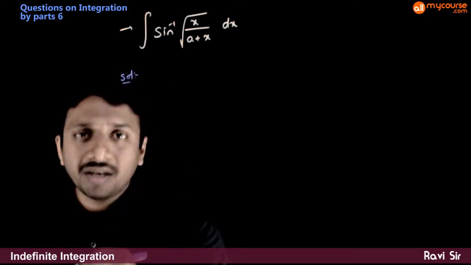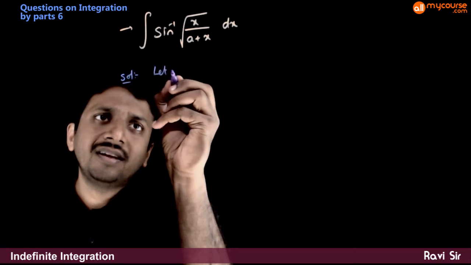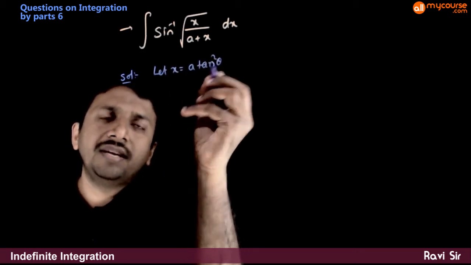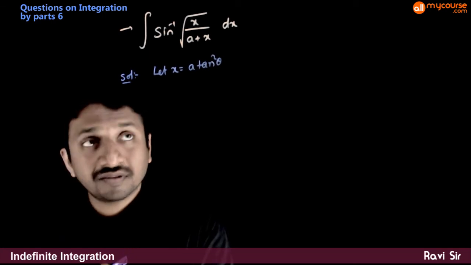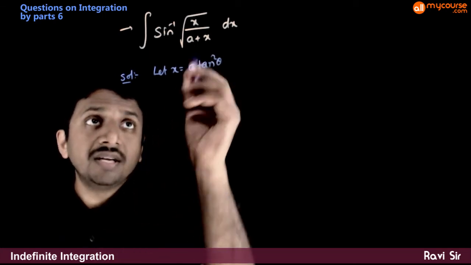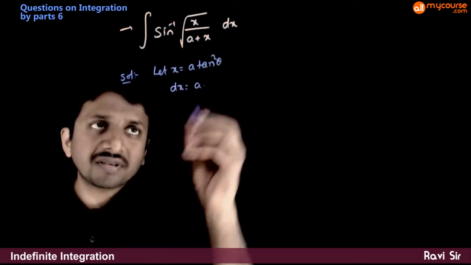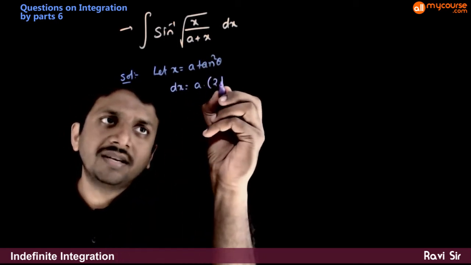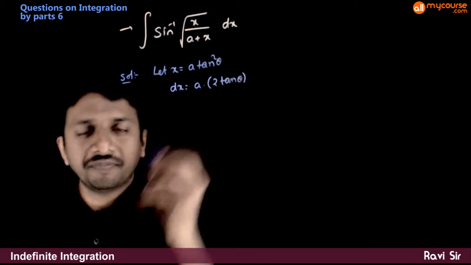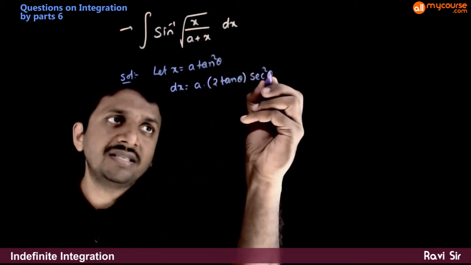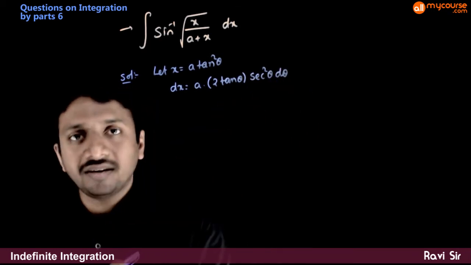So what I do is let x is equal to a tan square theta. Let that be the substitution. So let us see what happens if I do this. What is dx? dx is equal to a times the differentiation of tan square theta, which is 2 tan theta times the differentiation of tan theta, which is secant square theta d theta.